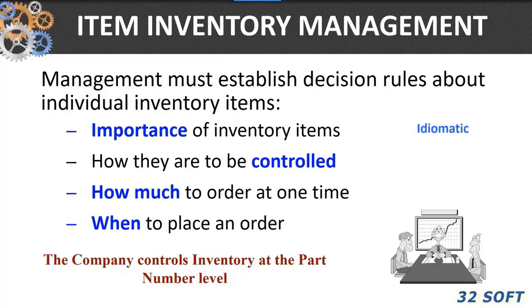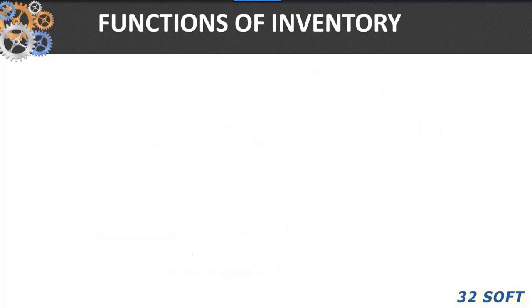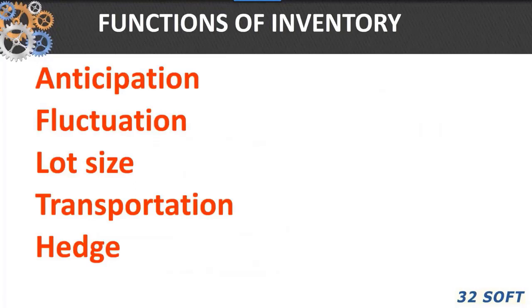So we have to establish decision rules about the importance of inventory items, how they're to be controlled. We'll talk a lot about that today in terms of transactions, how much to order, EOQ, when to order, MRP and forecasting. So this is all controlled at the individual part number. So we manage at both the aggregate or nomothetic level and at the idiomatic level. Inventory supplies us with some functions.